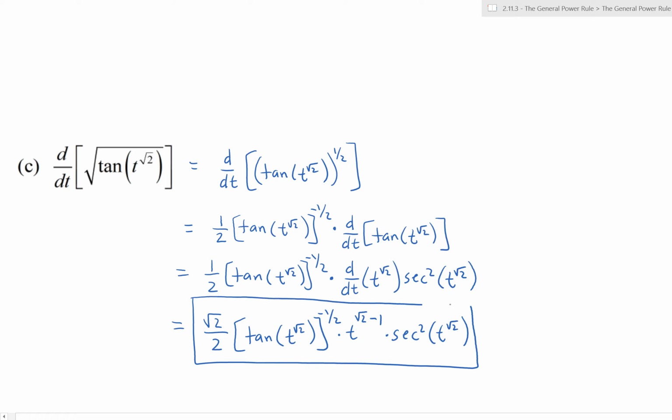Very short video here to establish the general power rule for all powers that are real. Any real power, it works. And we looked at a few quick examples here. And this, of course, can be done now because we've established some other things like derivatives of logarithms. So that's why we talk about it. That's it. We're done with this video.